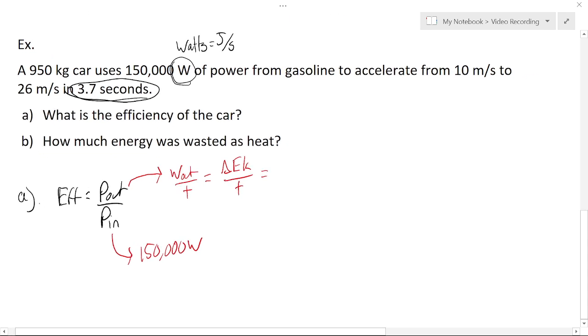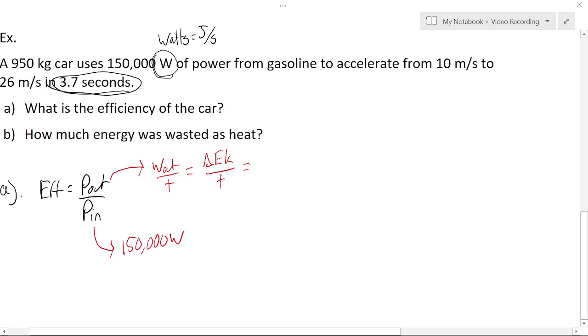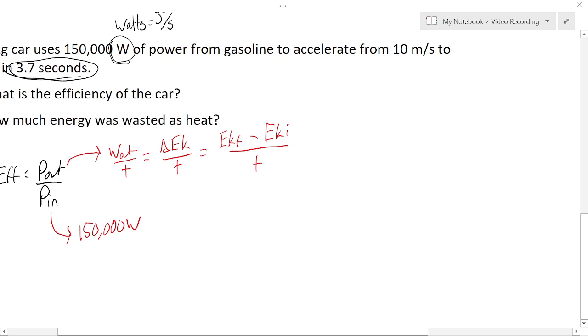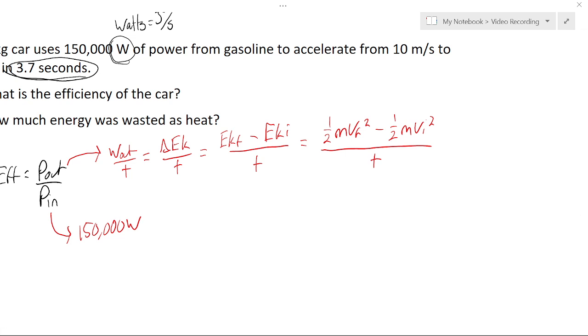Now the change in kinetic energy over time. Well, change in anything is just final minus initial. So EK final minus EK initial gets us the change in kinetic energy. And we can expand this even further. We can say EK final is 1/2 m V final squared, and EK initial is 1/2 m V initial squared. So here is an expanded form of the power output. It is the change in kinetic energy, which is all of this. This is the change in kinetic energy of the car divided by time.